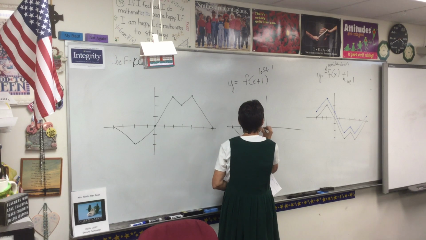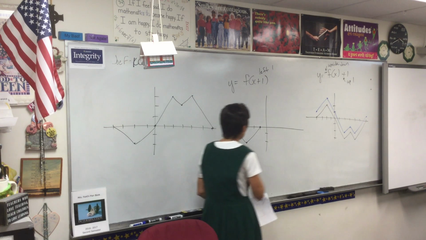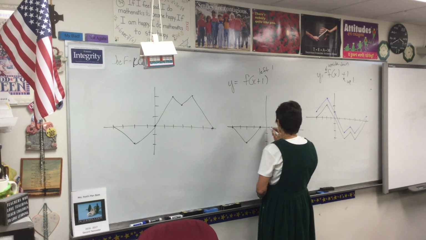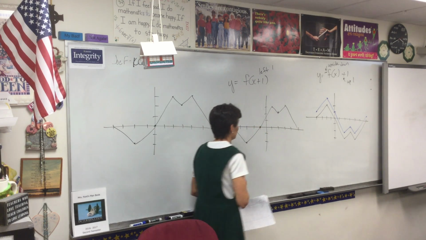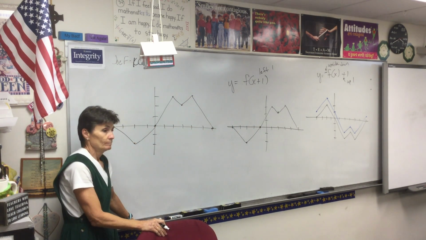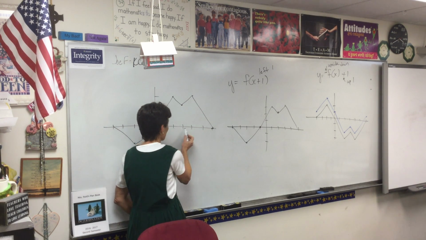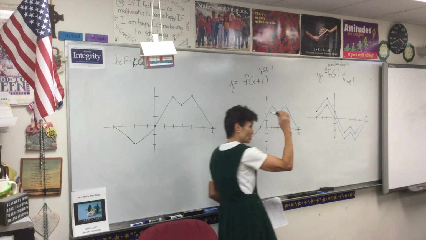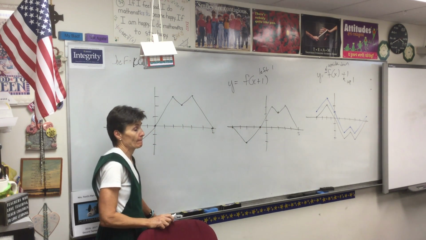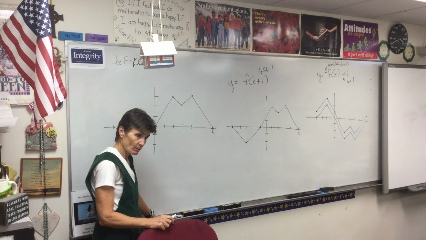So your triangle is going to be shifted over 1 unit this way, and so is your M. So if your original M ended at 1, 2, 3, 4, 5, 6, this M is going to end at 5, right? Because it's shifted this way 1 unit. Everybody okay with that?